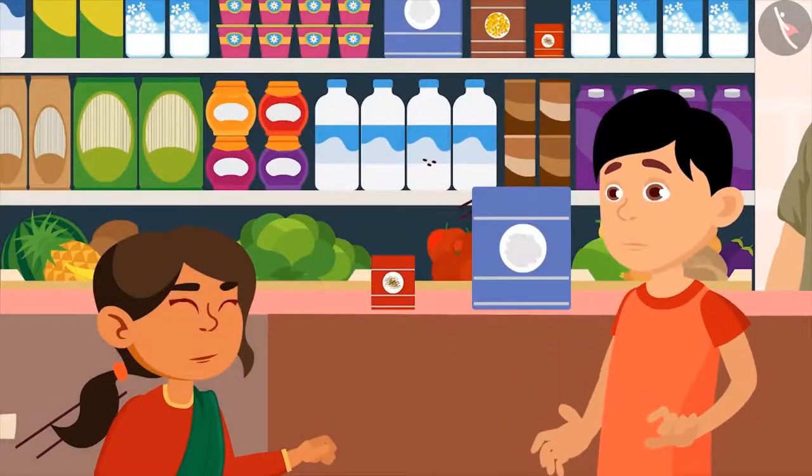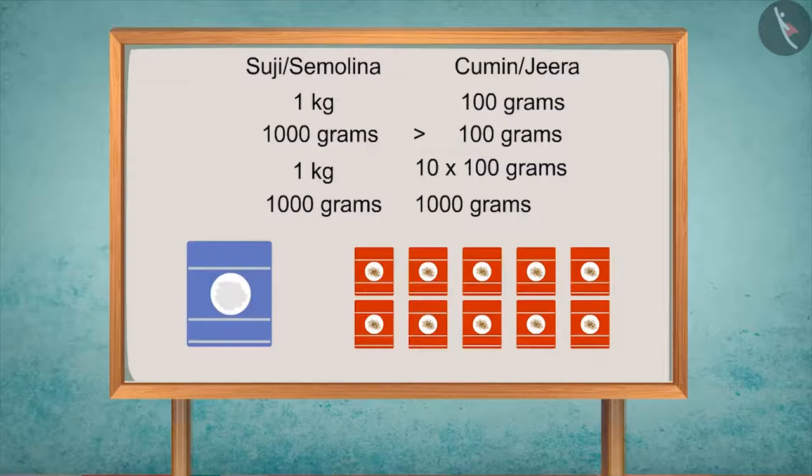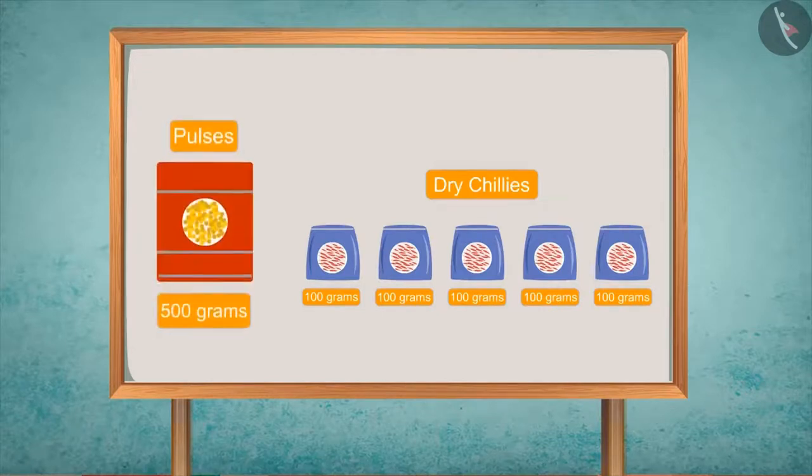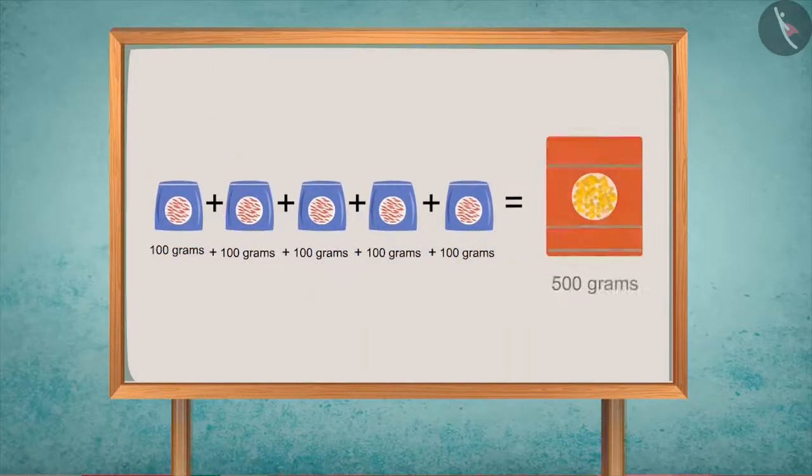Neetu, you are getting very smart. Yes, brother, like this, 5 packets of 100 grams of dry chilies weigh the same as 500 grams of pulses. You said it right. Dry chilies are lighter than pulses. So 5 packets of 100 grams of dry chilies are equivalent to 1 packet of 500 grams of pulses. On adding 5 packets of 100 grams, we get 500 grams. That is why both of them are equal.